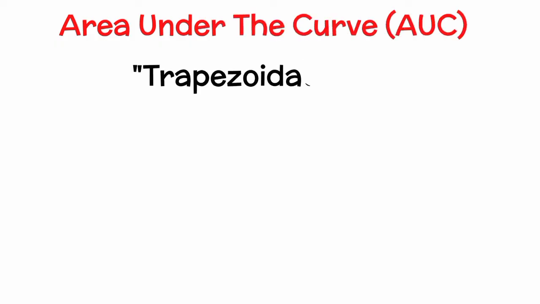So, that's all about area under the curve or AUC and its determination with the help of trapezoidal rule.